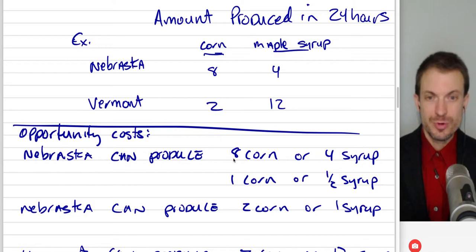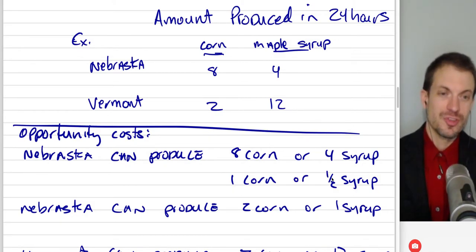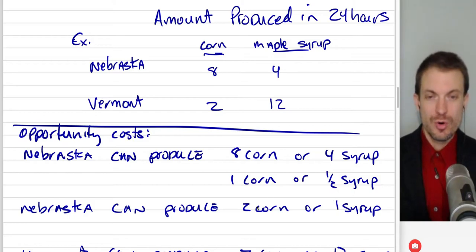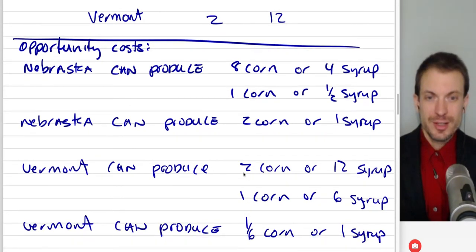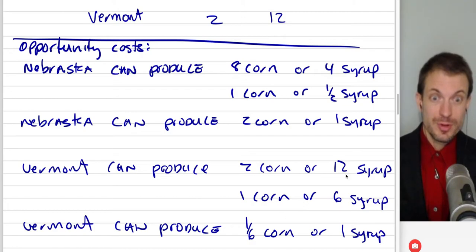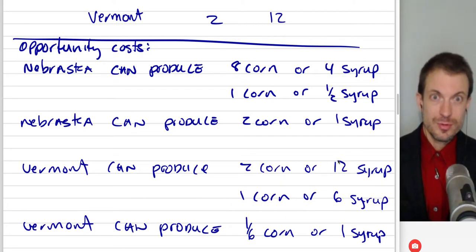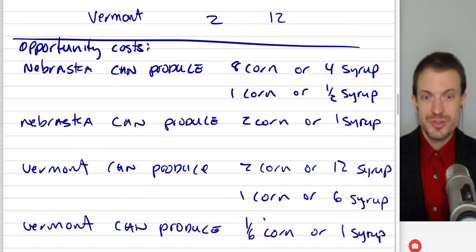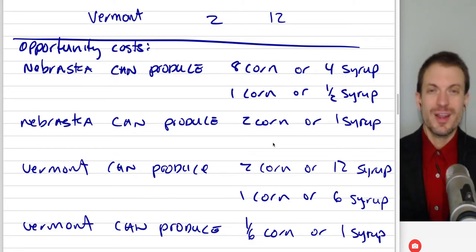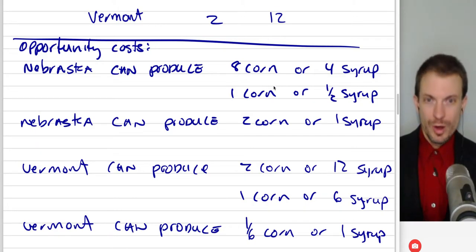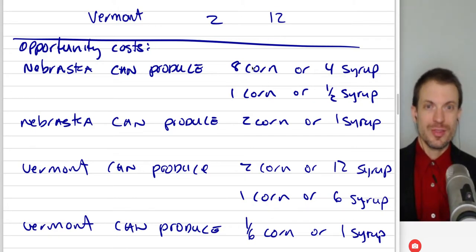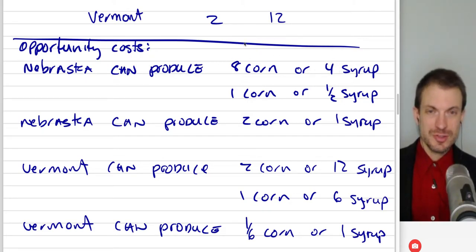So Nebraska could produce 8 corn or 4 syrup, which is the same as 1 corn or 1/2 syrup, which is the same as 1 syrup or 2 corn. Vermont can produce 2 corn or 12 syrup. So dividing by 12, they could produce 1/6 corn or 1 syrup. Why did I do this? Well, I like thinking in terms of 1 corn and 1/2 syrup rather than 8 corn and 4 syrup. But this is still going to give rise to the comparative advantage, give rise to the opportunity cost.